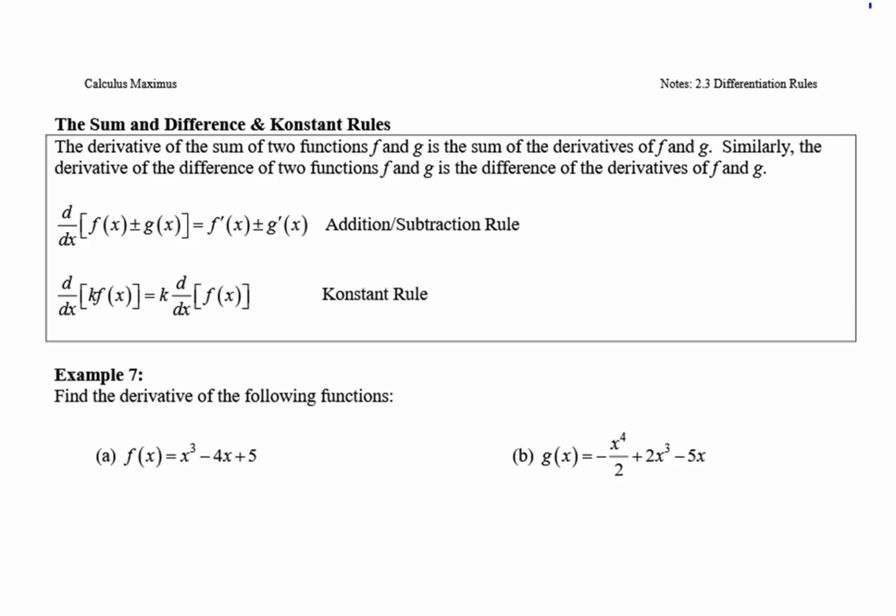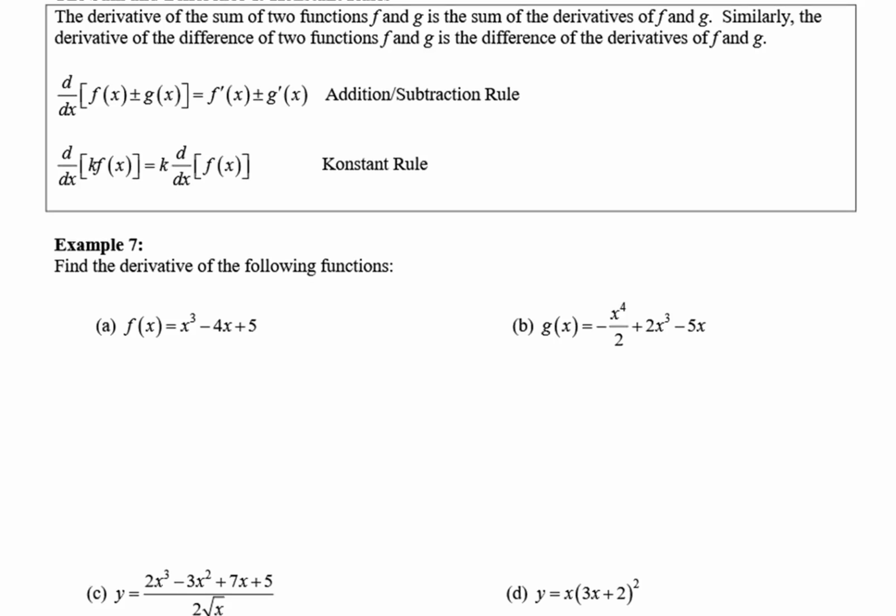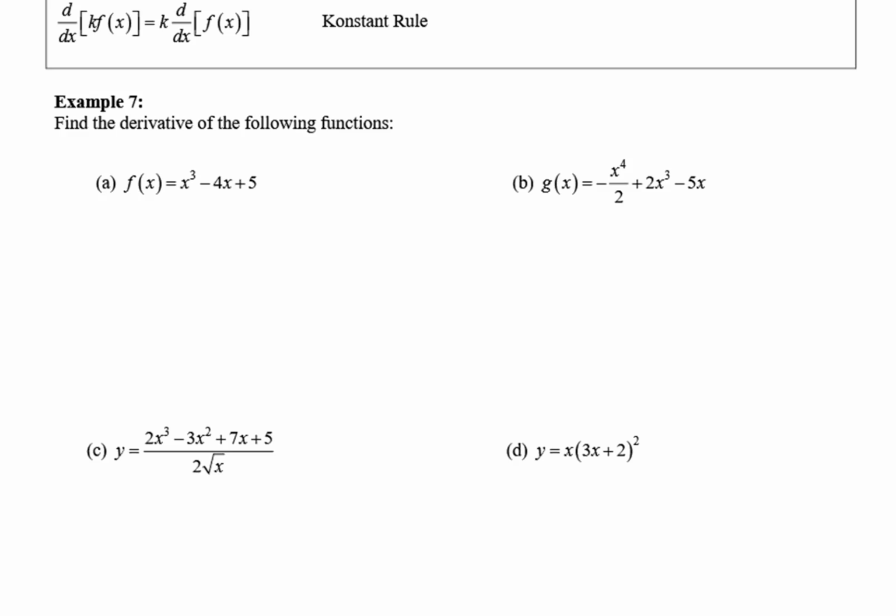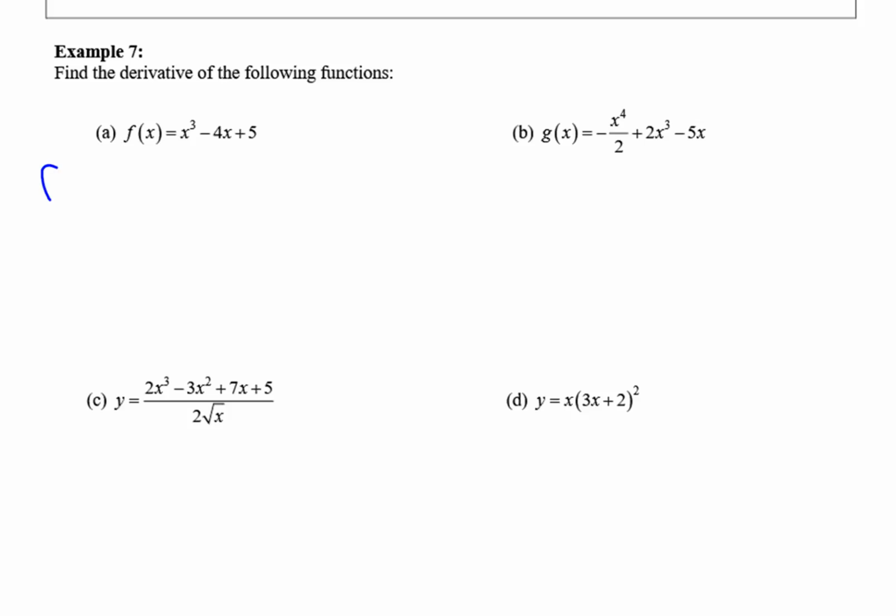Now we have the sum and difference constant rules. Basically, if you take the derivative of two separate functions, whether they're being added and subtracted or multiplied by a constant, you would just take the derivative individually and put them back together. For example, we have this polynomial function here for part A. To find the derivative, we just take the derivative using the power rule of each part.